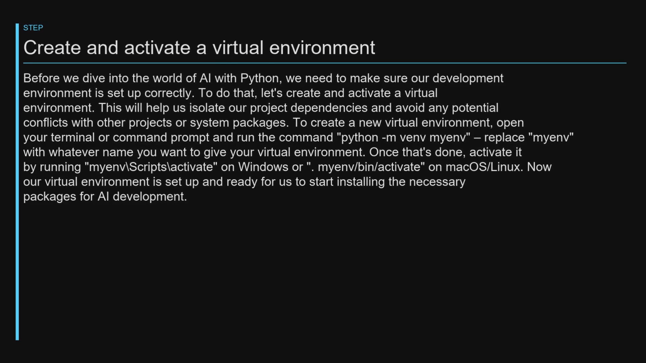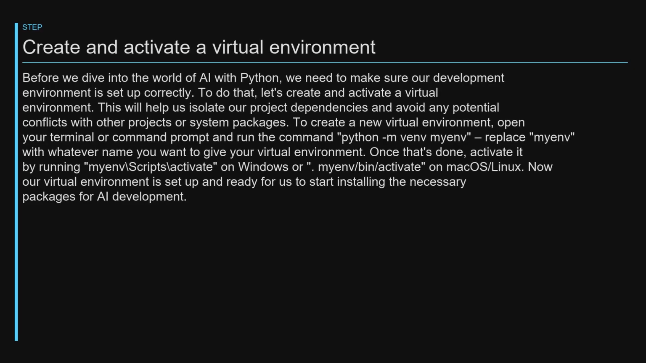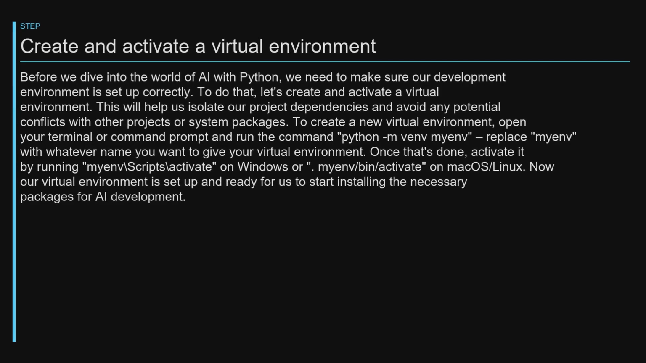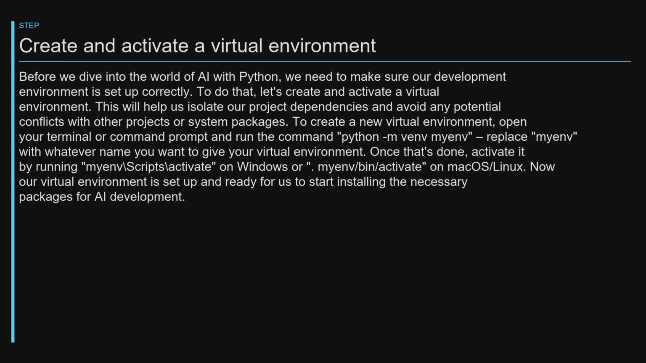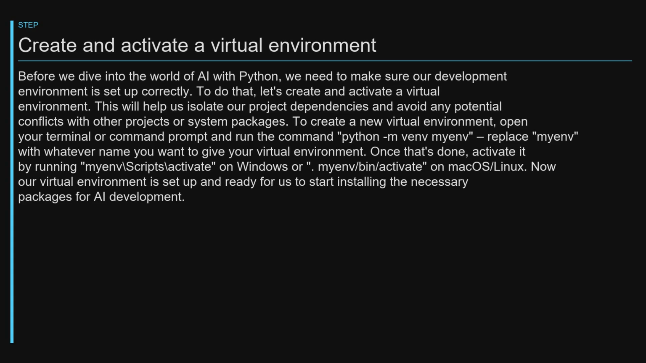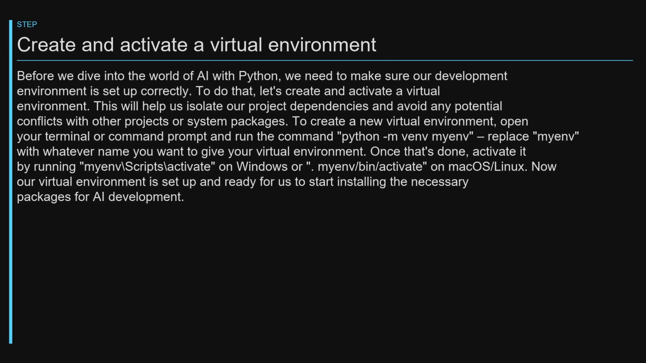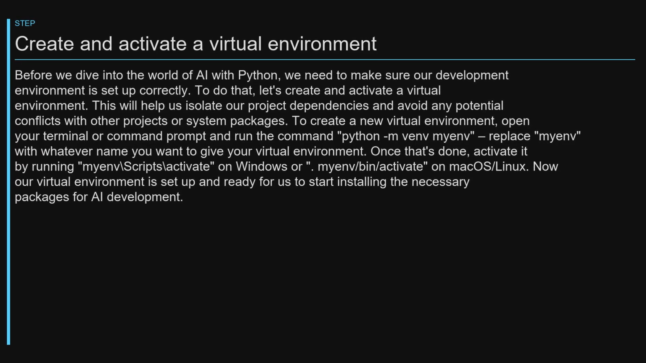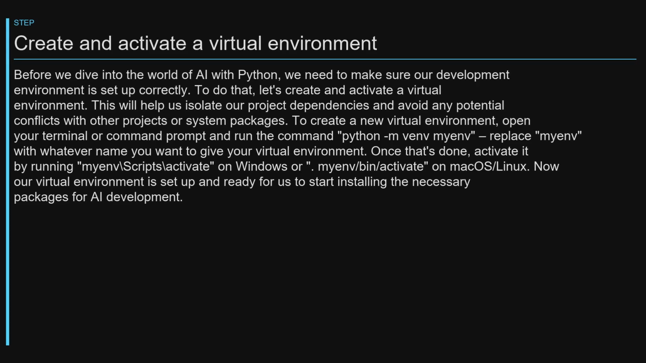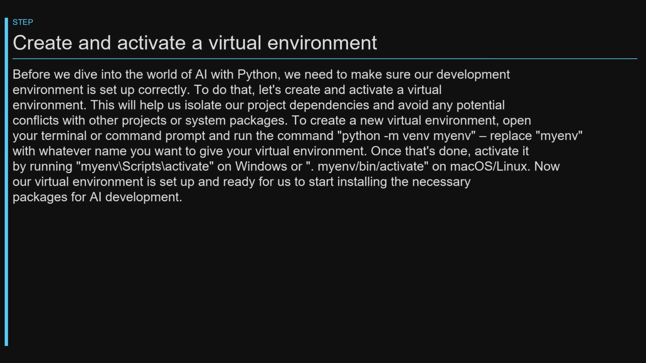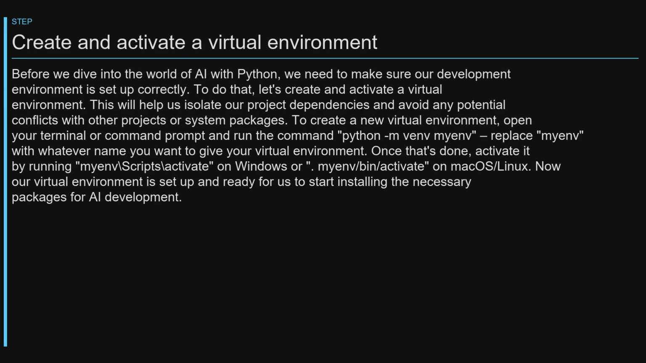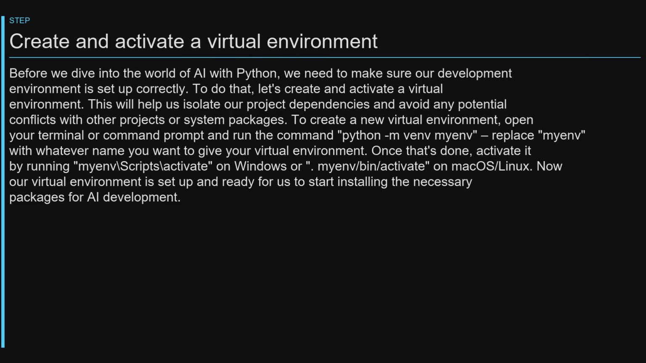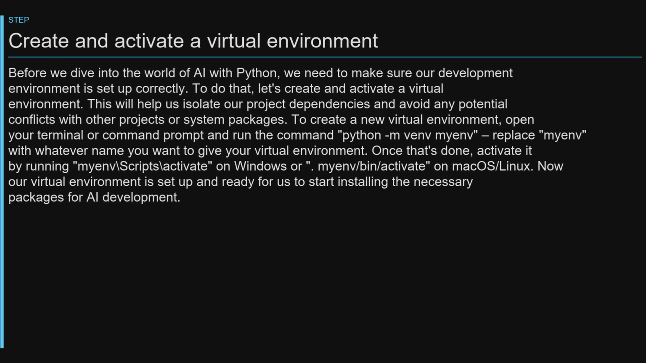To create a new virtual environment, open your terminal or command prompt and run the command python -m venv myenv, replacing myenv with whatever name you want to give your virtual environment. Once that's done, activate it by running myenv\Scripts\activate on Windows or source myenv/bin/activate on macOS or Linux. Now our virtual environment is set up and ready for us to start installing the necessary packages.